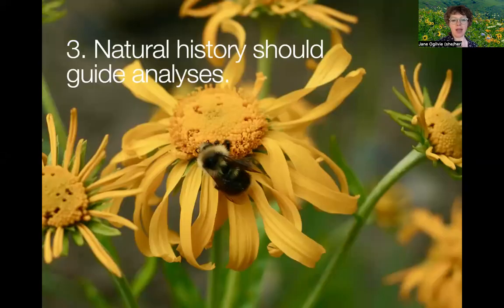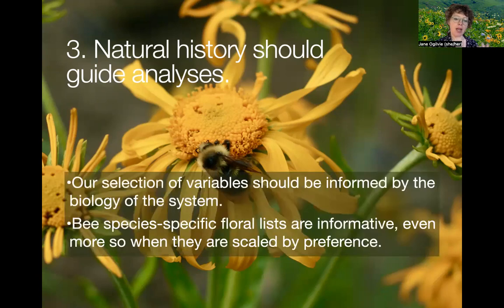The third insight that I have is that natural history should guide our analyses. Here I'm thinking specifically about when we're looking at relationships between bees and flowers. Our selection of these variables should be informed by the biology of the system. For example, the flowers should include the species visited by the specific bees that we're studying, or we need to consider the time frame of flowers that most likely influence the bee variable that we're using.